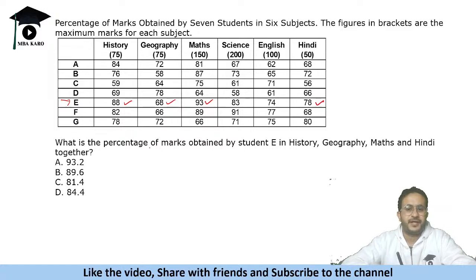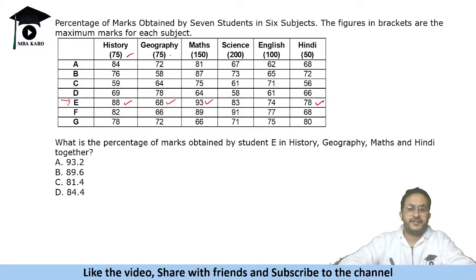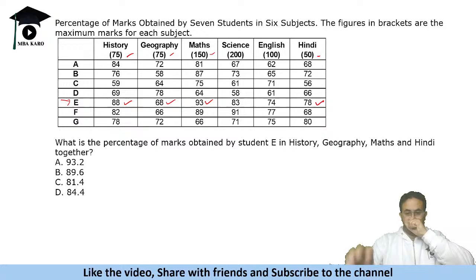So we have to find the average of all these. Now we know this is a question on weighted average, right? Each subject has a different weight, like 75 marks, 75 marks, this one 50 marks, this one 150 marks.